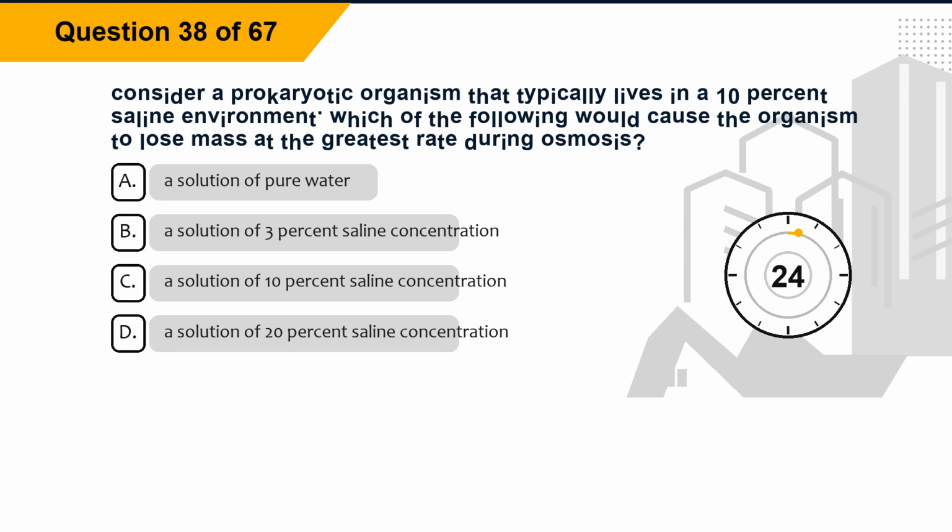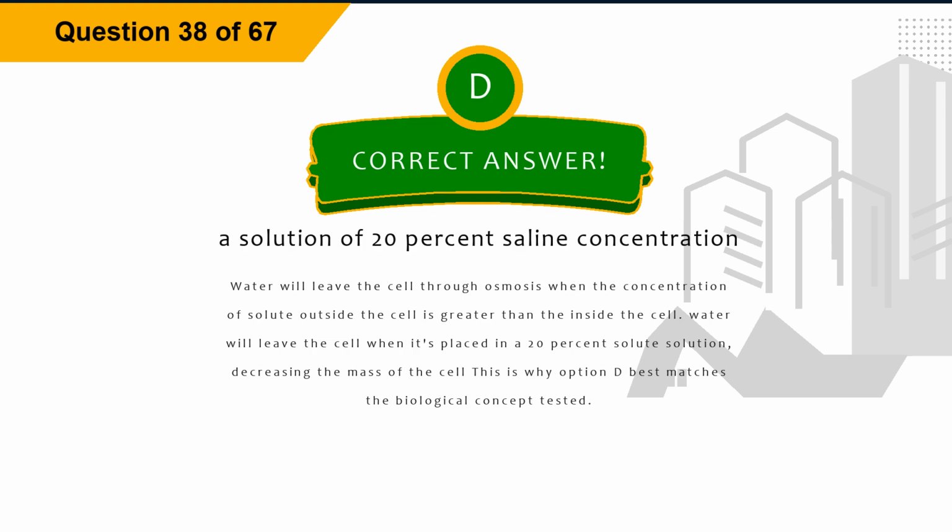Question 38. Consider a prokaryotic organism that typically lives in a 10% saline environment. Which of the following would cause the organism to lose mass at the greatest rate during osmosis? Option A, a solution of pure water. Option B, a solution of 3% saline concentration. Option C, a solution of 10% saline concentration. Option D, a solution of 20% saline concentration. The correct answer is option D, a solution of 20% saline concentration.